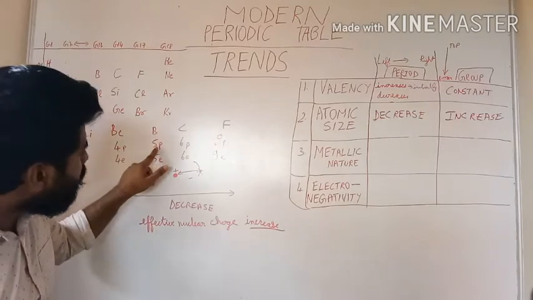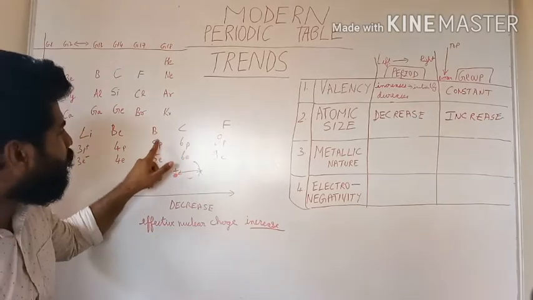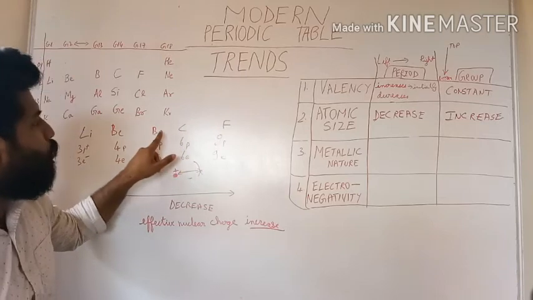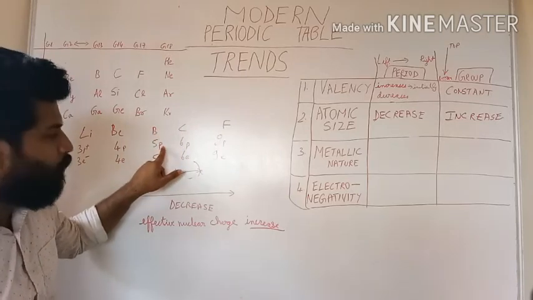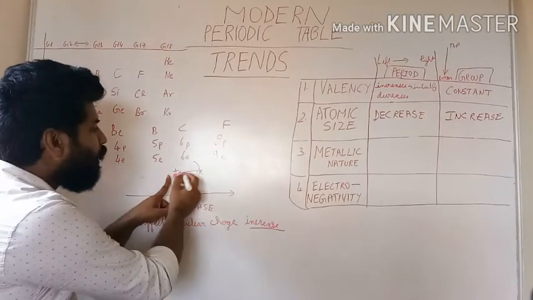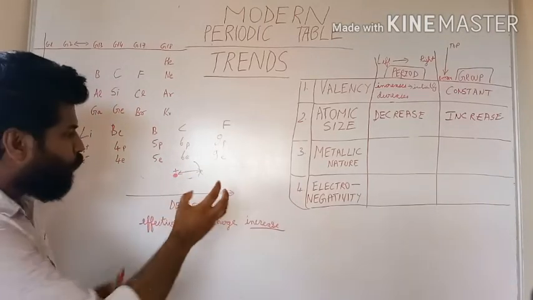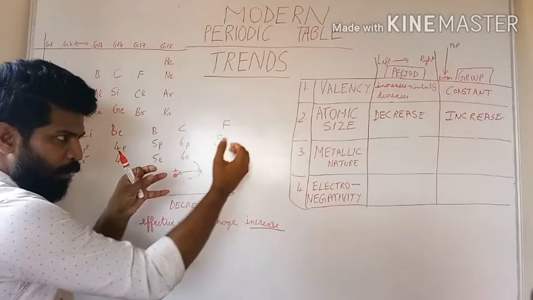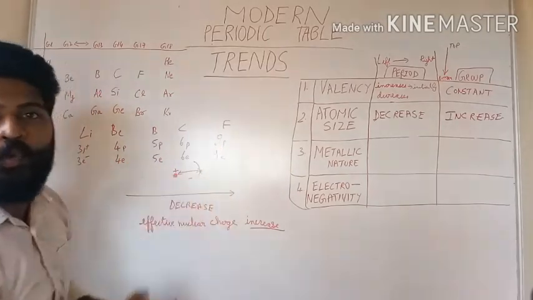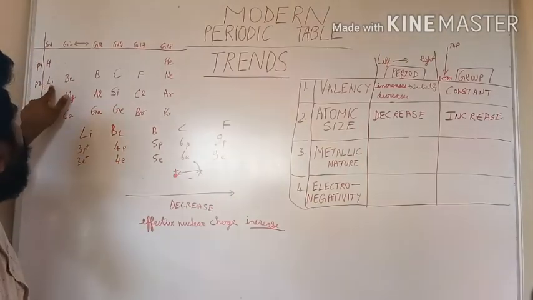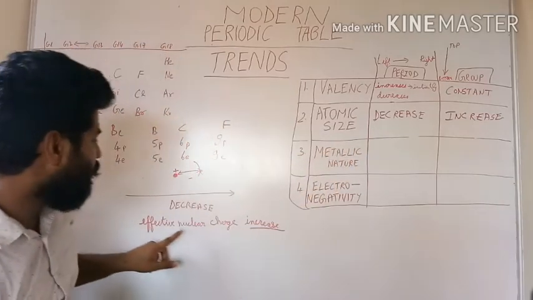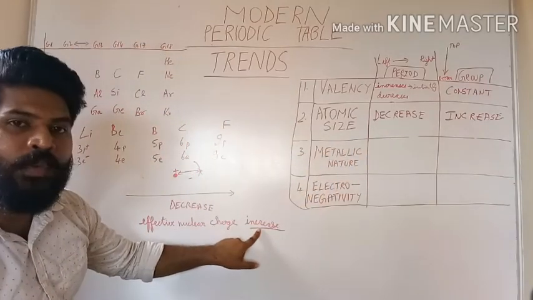As protons increase, between boron and carbon, carbon has 6 protons, boron has 5 protons. Because the positive charge on the nucleus is more, the pull will be more. So as the pull is more, it will pull the electrons closer, which means size will reduce. So as we go from left to right, atomic size will decrease because effective nuclear charge will increase.